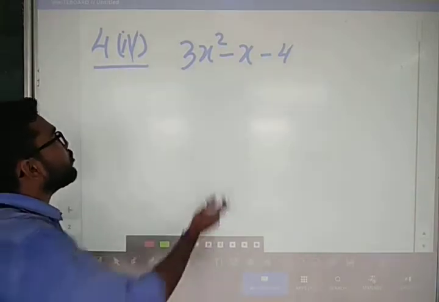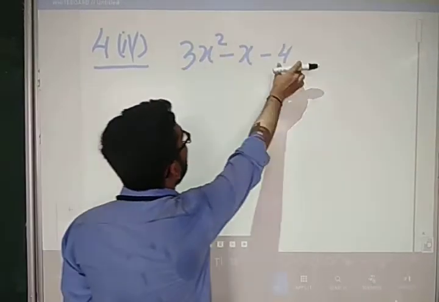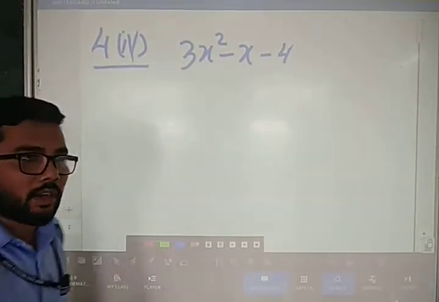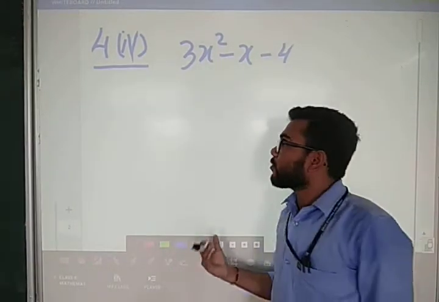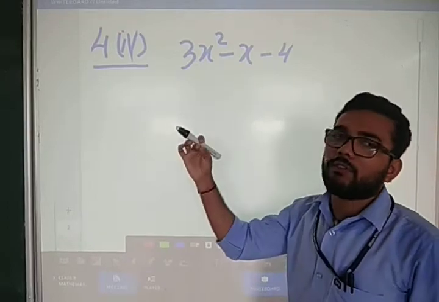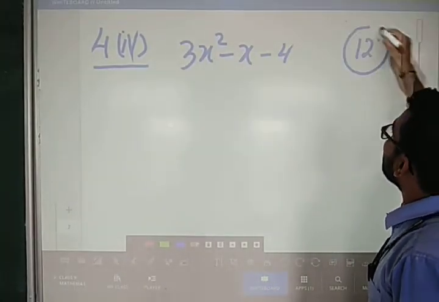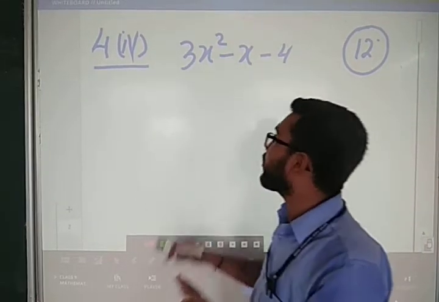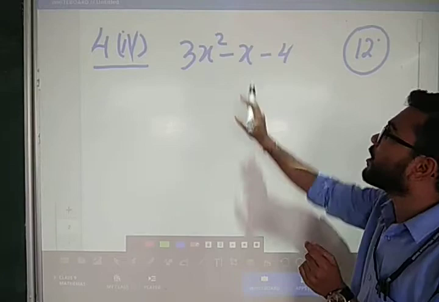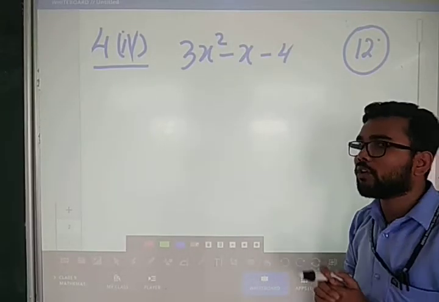First you need to multiply the first term by the last term. You will get 3x squared into 4, 12x squared. Okay, so 12x squared, you need to split that 12 in such a way that when you add or subtract these two split numbers, you will get minus x.